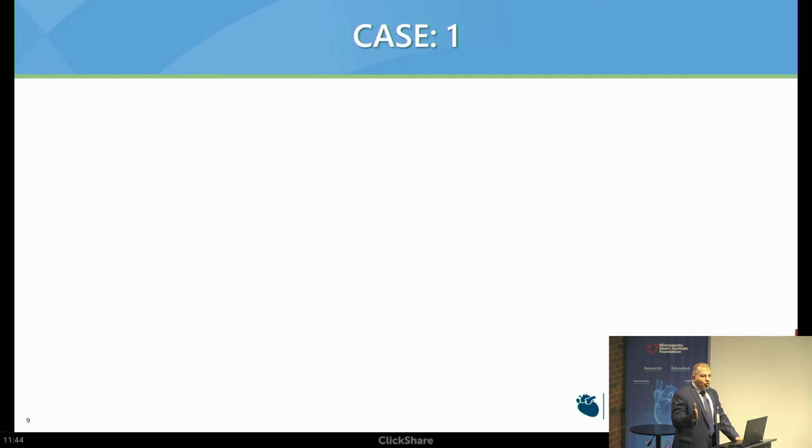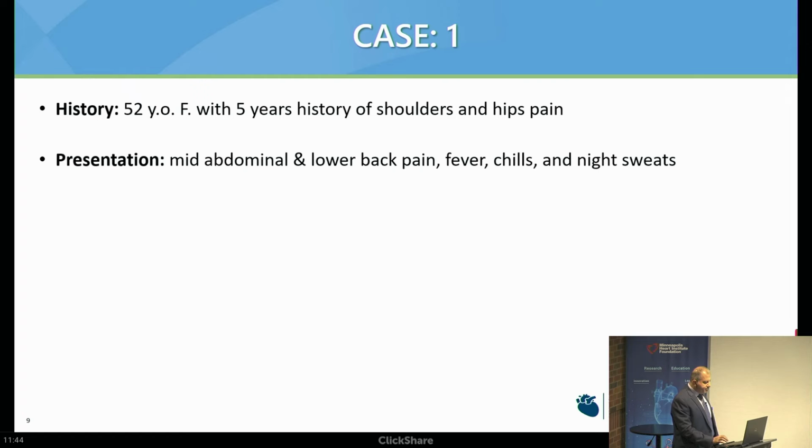So now we're going to go over 8 cases, and through these cases, we're going to see how diagnosis could be challenging. And it's good practice to see how we work up these patients and how the treatment is, and we'll go from there. Case 1: a 52-year-old female with history of shoulder and hips pain.